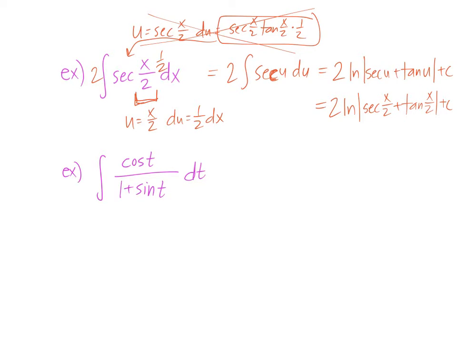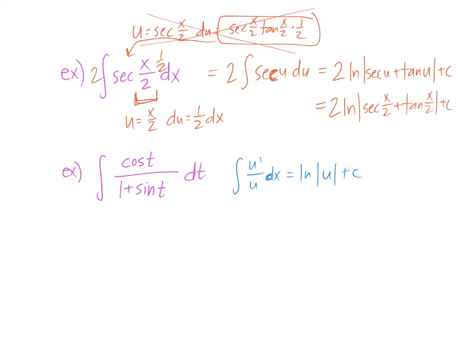And one to finish up, cosine over 1 plus sine. This is not what I was just talking about. I do not see just a single trig function inside, so I have to choose a different kind of u. And this is actually going to be the other new rule that we learned, which is the integral of u prime over u dx equals natural log of absolute value of u plus c.